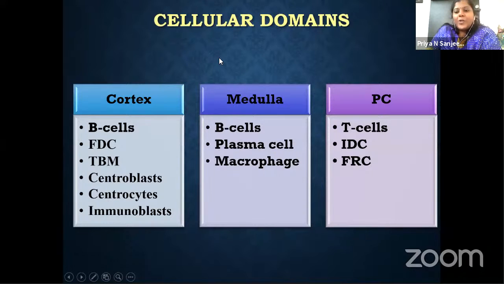Coming to the cellular domains, we have partly covered them. The cortex is a B cell zone, and it also has follicular dendritic cells, tingible body macrophages, centroblasts and centrocytes in the germinal center. I'll explain about this. Then the medulla: the medullary cords are made up of B cells, plasma cells, and macrophages. The paracortex is a T cell zone, and it also has interdigitating dendritic cells and fibroblastic reticular cells.